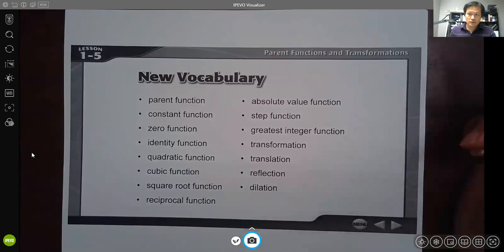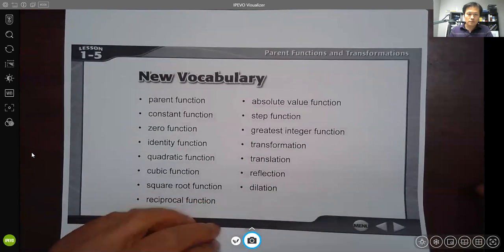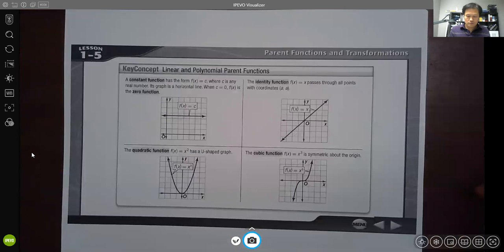Okay, all of this is a review from Algebra 1 and Algebra 2. So we'll cover those concepts here. Pattern functions. When you deal with the graph of a function, you need to know several kinds of pattern functions off the top of your head.